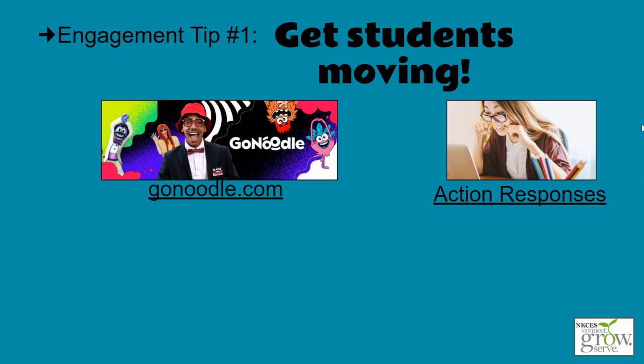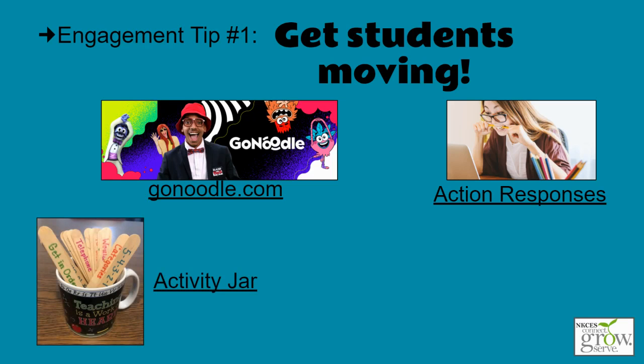Another way to get students moving is to make an activity jar. Just fill up a jar with ideas for activities such as do 10 squats or do 10 jumping jacks. You could do this on popsicle sticks as shown here, or you could just put it on strips of paper. And whenever you see that kids are kind of running out of energy or they need a boost in some way, pull an activity out of the jar.